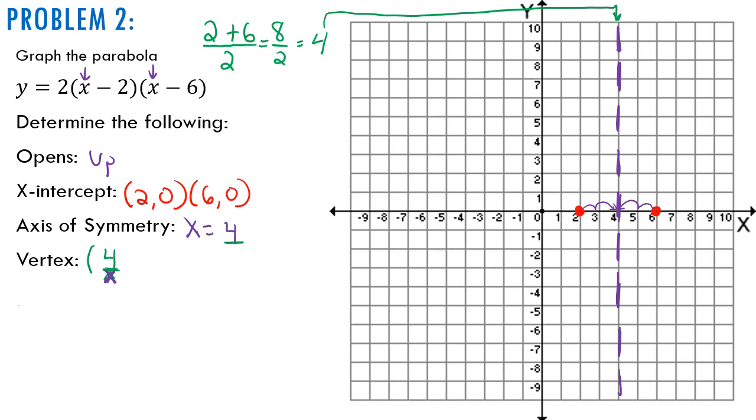So I'm going to go y equals 2, parentheses. I'm going to plug the 4 in, minus 2. Plug the 4 in, minus 6. And I'm just going to do the math. You could type this into a calculator if you wanted to.